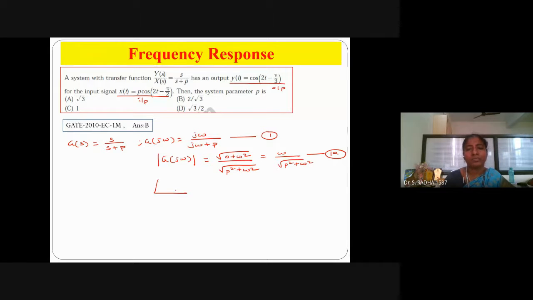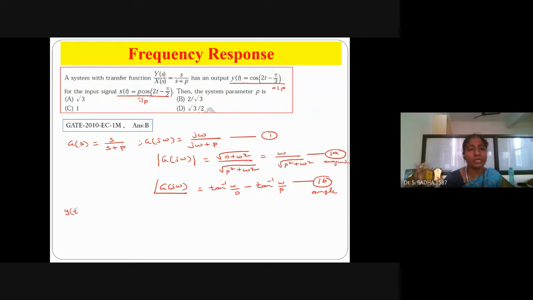Now I am going with the phase angle for equation 1. For the numerator, we have to write the phase angle tan inverse imaginary by real. For the denominator, we have to take minus tan inverse imaginary by real. This is equation 1b. Okay, this is the angle and this is the magnitude. Now what do we have to do?